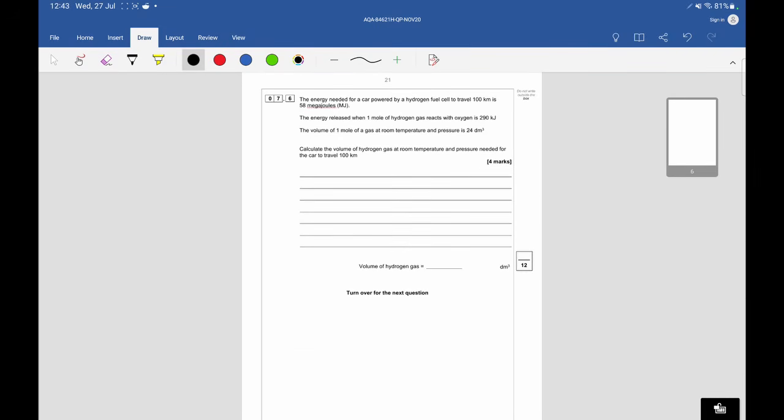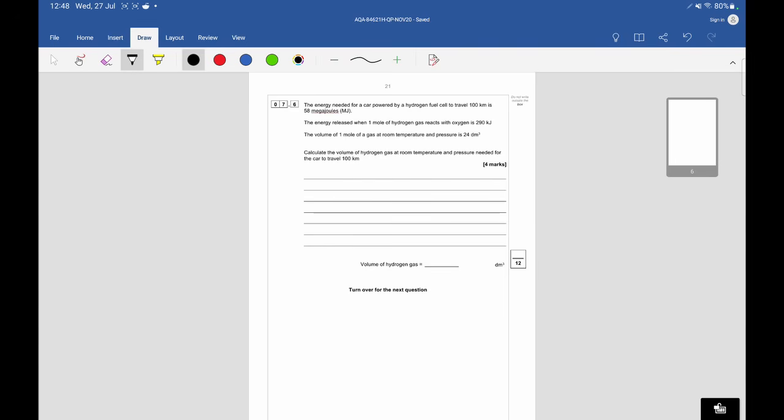Question 7.6. For this question, we'd say the energy needed for a car powered by a hydrogen fuel cell to travel 100 kilometers is 58 megajoules. The energy released when 1 mole of the hydrogen gas reacts is 290 kilojoules. The volume of 1 mole of gas at room temperature is 24 decimeters cubed. Calculate the volume of hydrogen gas at room temperature and pressure needed.